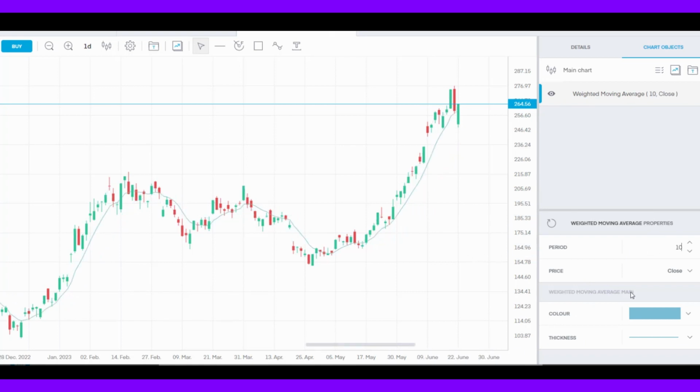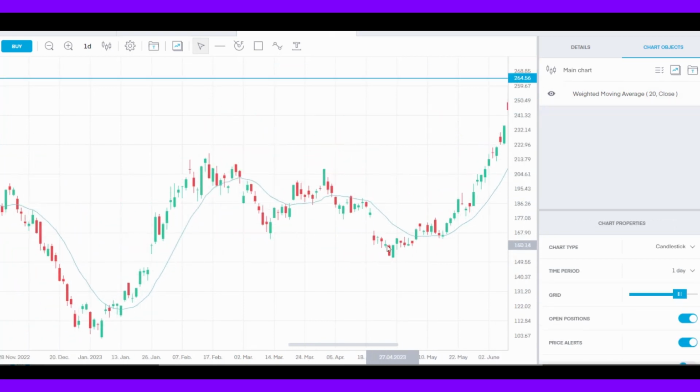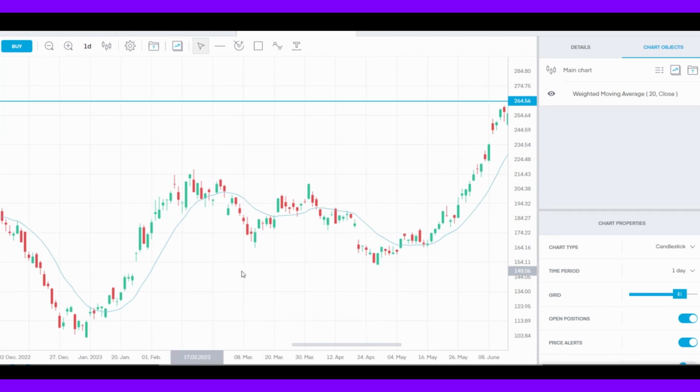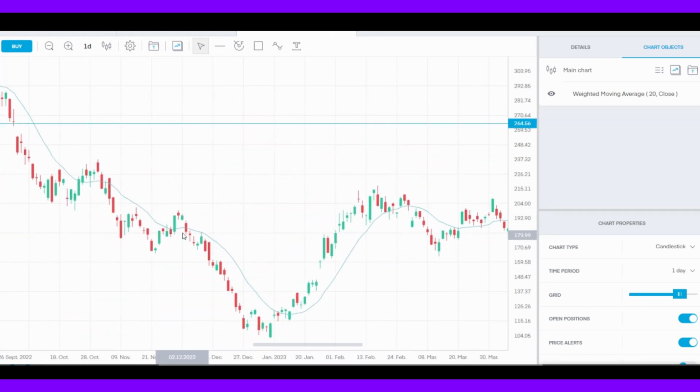Now, let's apply the weighted moving average in a trading scenario. Imagine you're analyzing a stock chart and the price is consistently trading above the 20-day WMA. This suggests that the stock has been performing well recently and could indicate a potential uptrend. It may be a signal to consider entering a long position. Conversely, if the price falls below the 20-day WMA, it could suggest a potential reversal or downtrend, indicating a possible exit or consideration of a short position.